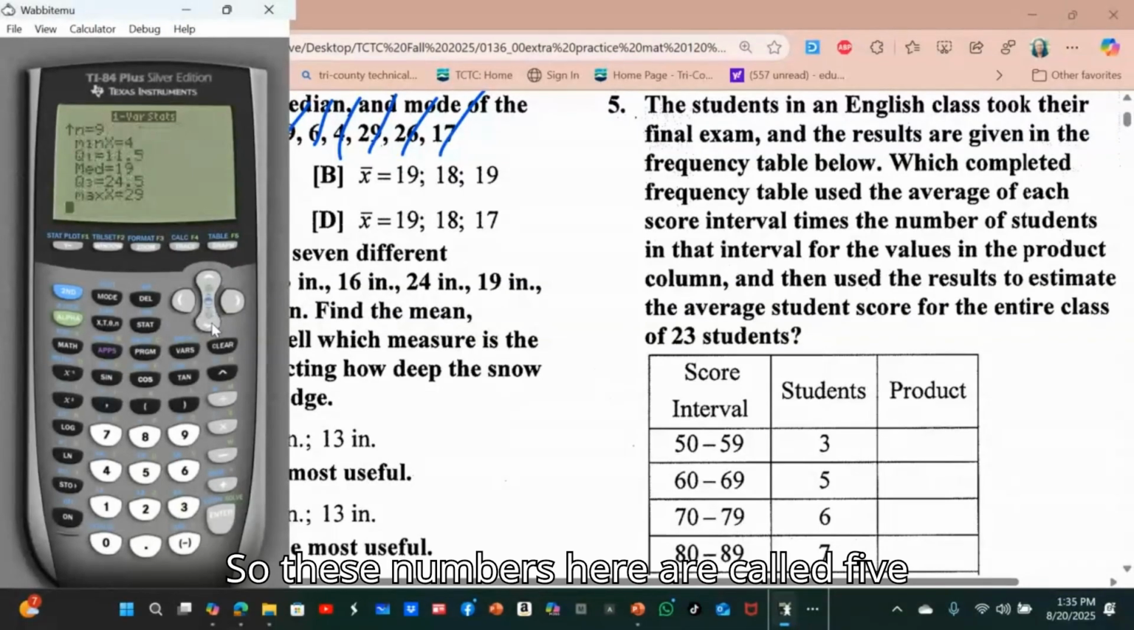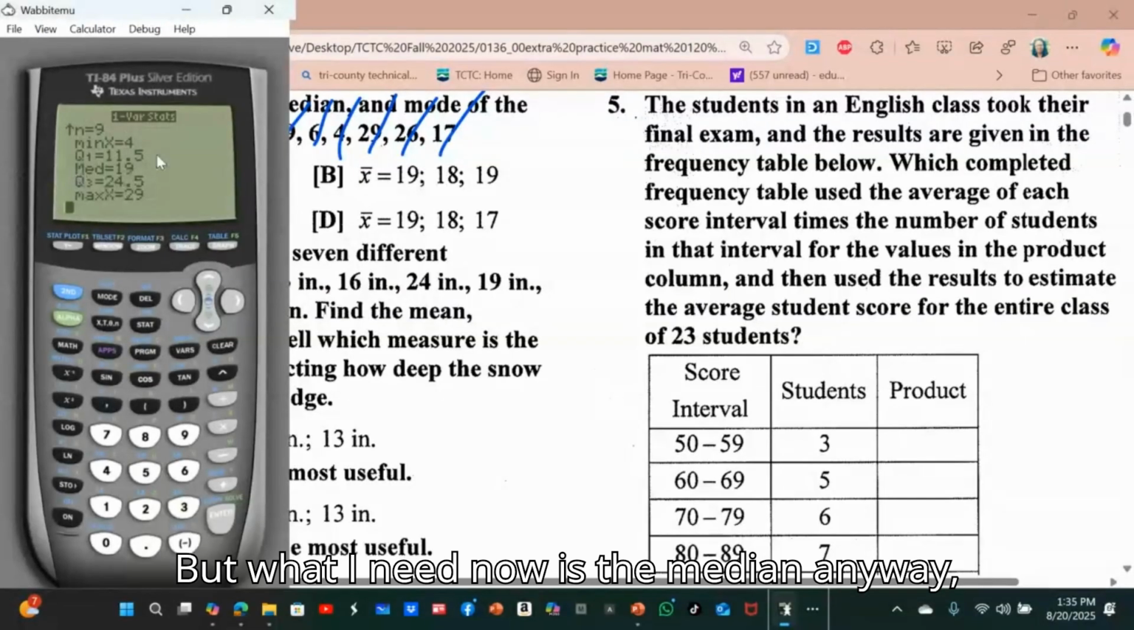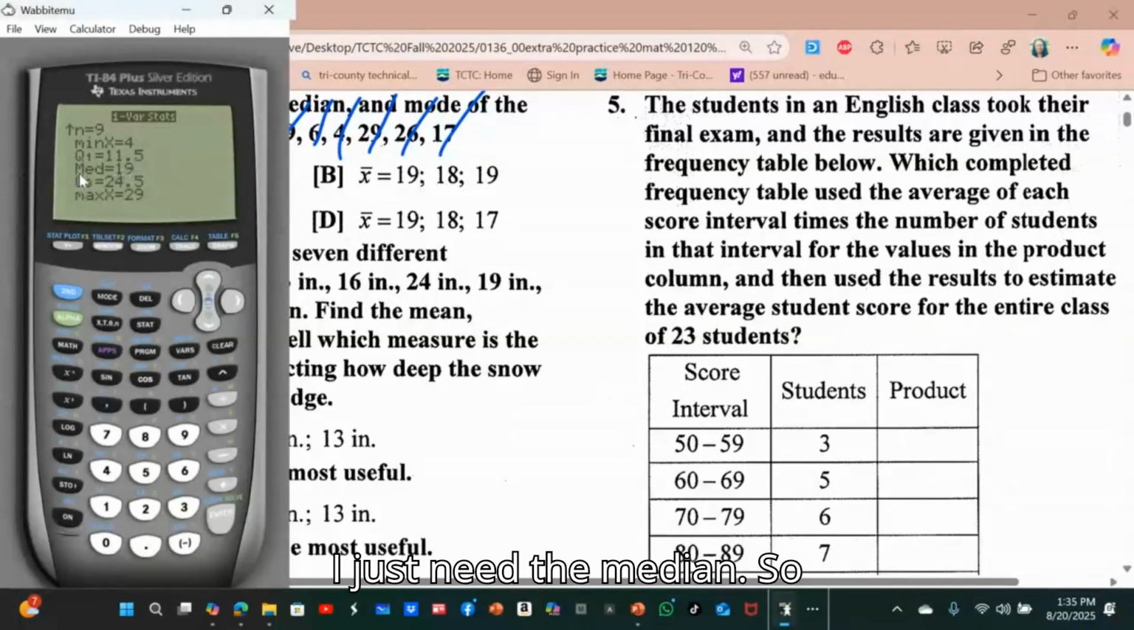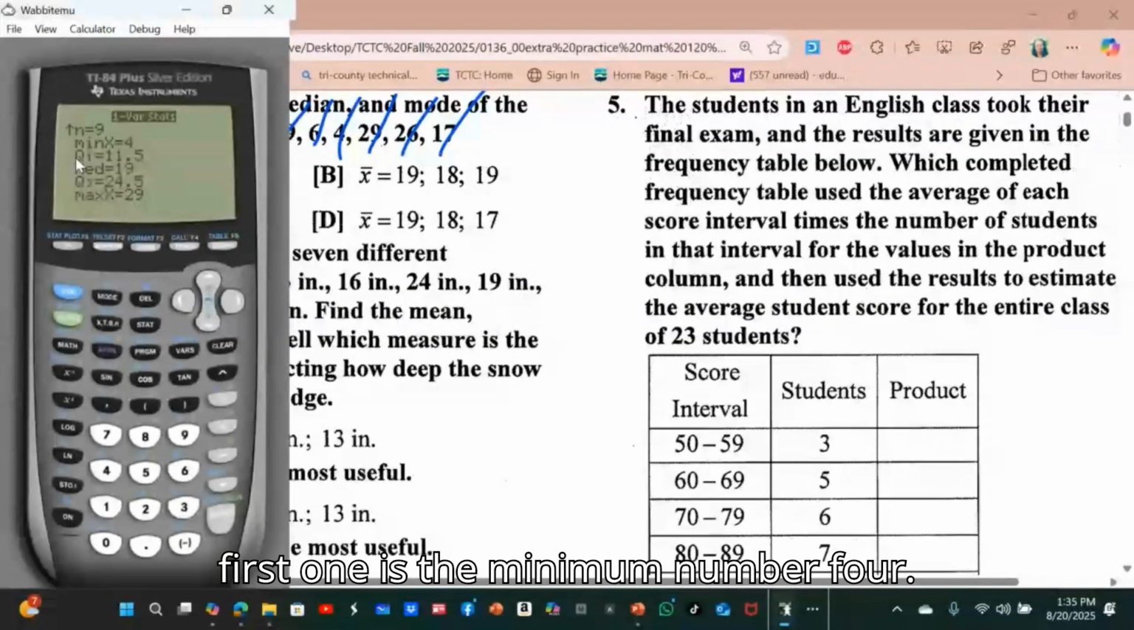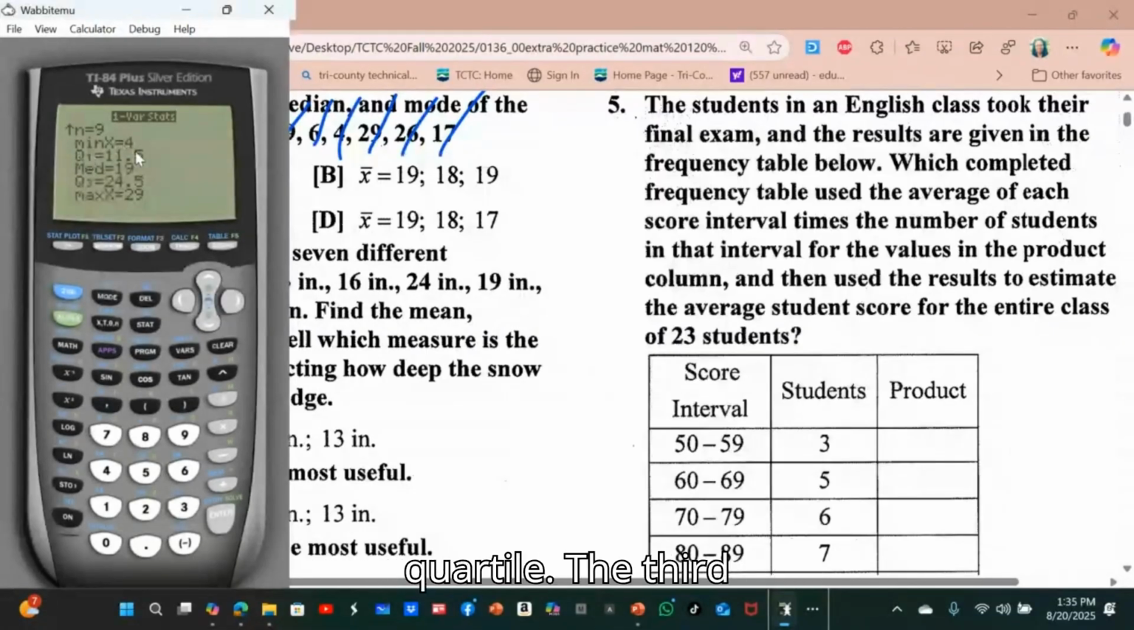So these numbers here are called the 5-number summary. With these 5 numbers, I can draw a box plot. But what I need now is the median anyway. So the first one is the minimum number, 4. The second one is the first quartile. The third one is the second quartile. The fourth one is the third quartile, and then the maximum number.